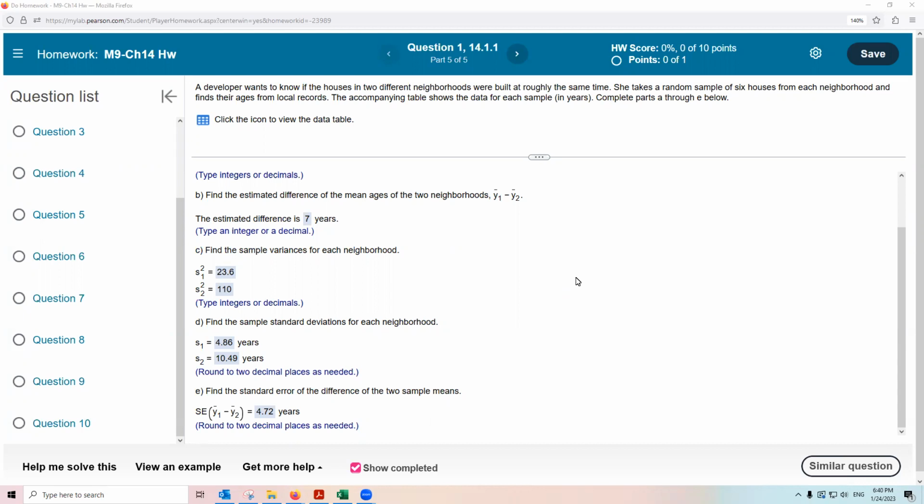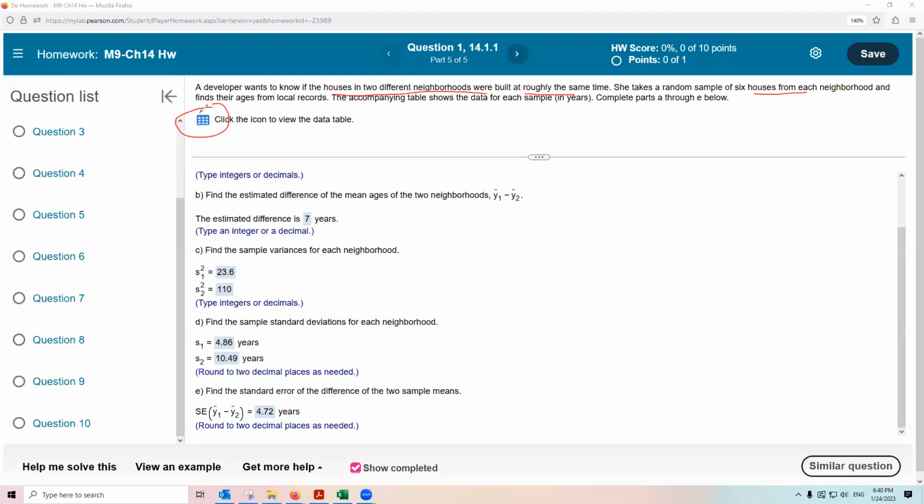I want to do a few homework problems from my labs and in particular show you how to use StatCrunch to help with efficient calculations. So let's take a look here at number one. It says a developer wants to know if the houses in two different neighborhoods were built at roughly the same time. So she takes a random sample of 6 houses from each neighborhood, and this table will have the data.